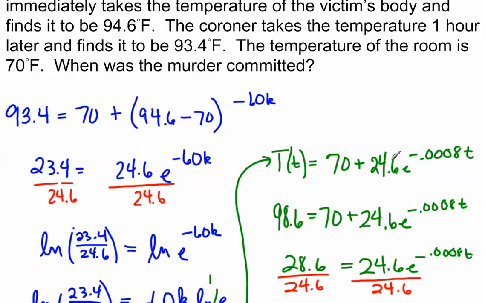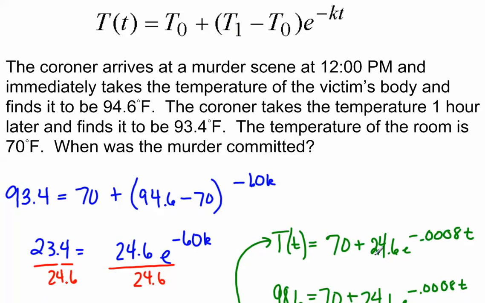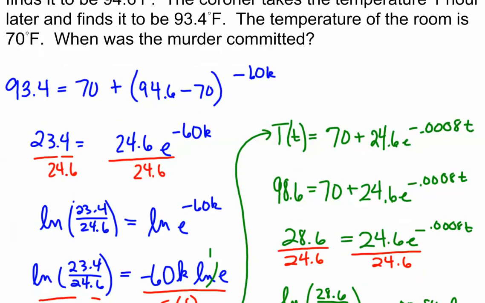Okay, so now I'm going to plug that back in, and for the T sub 1 here in this general equation, we're going to use the 94.6 because that was the body temperature he initially took minus the room temperature of 70. That's where that 24.6 comes in, and we placed our k in there as well. Okay, so the goal is, when was the murder committed? Well, what is body temperature normally when you're living? We're going to estimate 98.6 degrees is the temperature after a certain amount of time. So we need to solve this new equation right here.